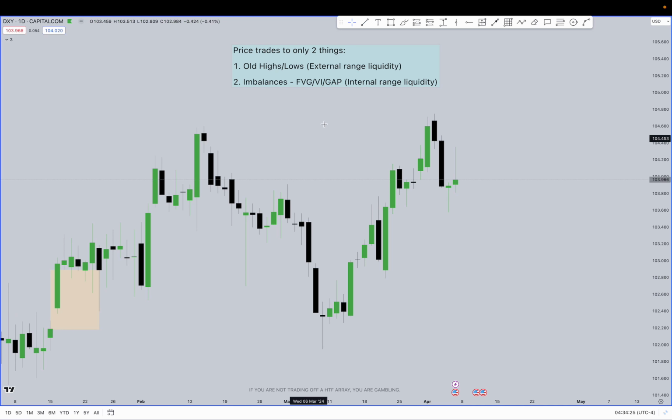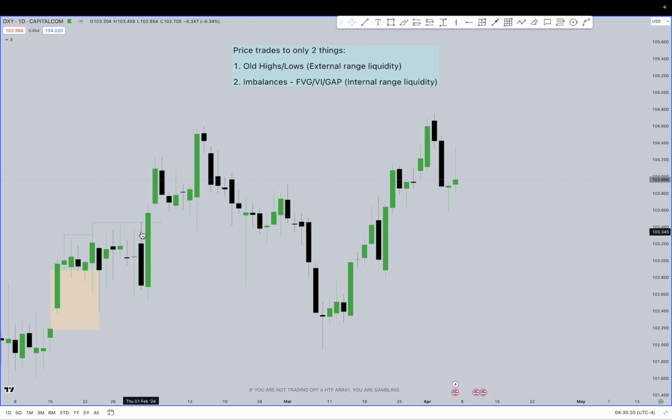And where is external range liquidity? External range liquidity is old high or low. Where is that? It is right here. So what you see, we took out external range liquidity, old high. And what's the next stop? It's internal range liquidity. It's back into this volume balance, also this fair value gap. And after internal range liquidity, where do we go? Where's the next external range liquidity?